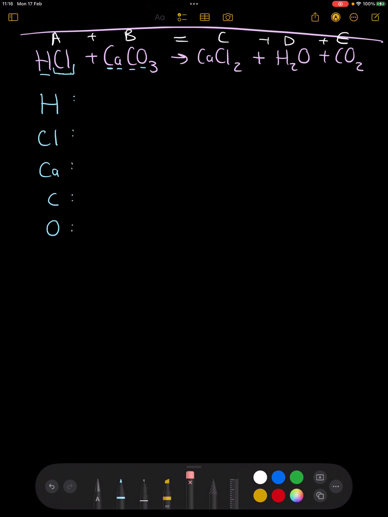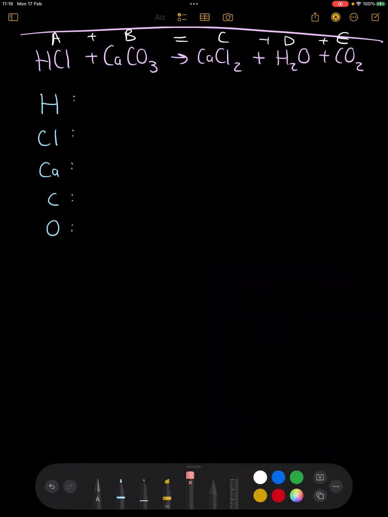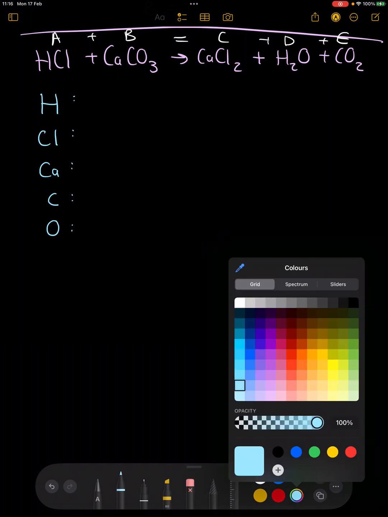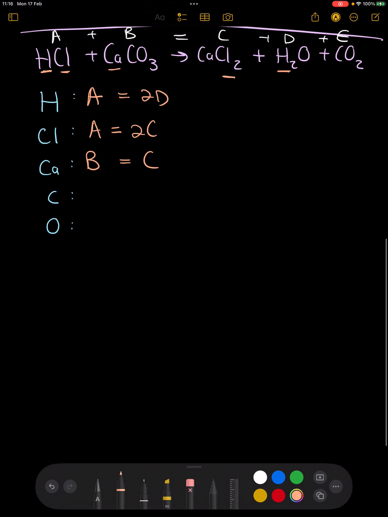Now I'm going to write down everywhere I see hydrogen. And I see that I've got one hydrogen. Let me just quickly erase that so that it's not too busy. I have one hydrogen here in A. Oh my goodness, where's my peach color? There we go. I've got one hydrogen in A, and then I've got 2 hydrogens in D. Then I go to chlorine. I've got 1 chlorine in A, and I've got 2 chlorines in C. My calcium, there's 1 in B, and then there's 1 in C. My carbon, we've got 1 in B, and then we've got 1 in E.